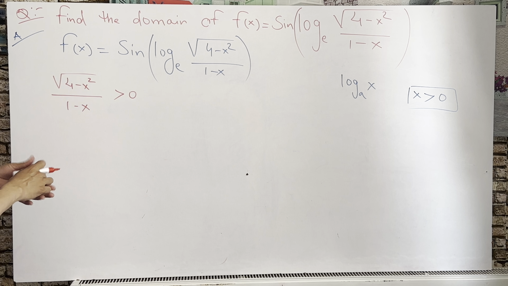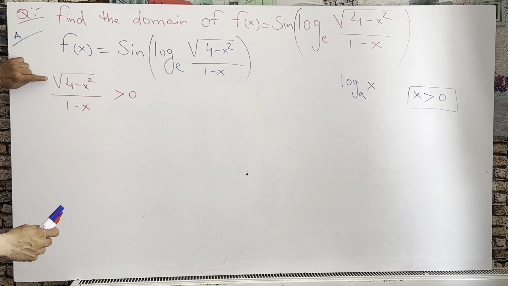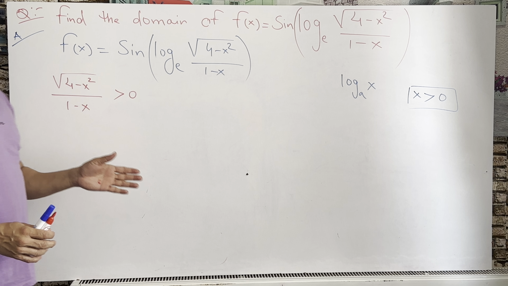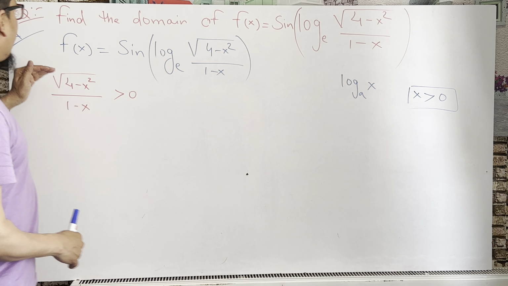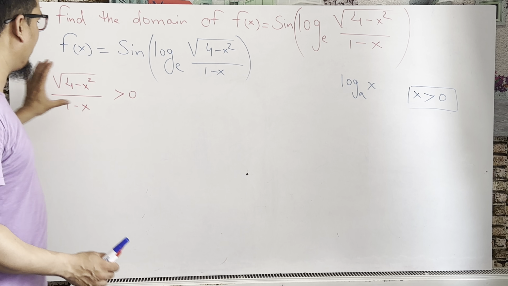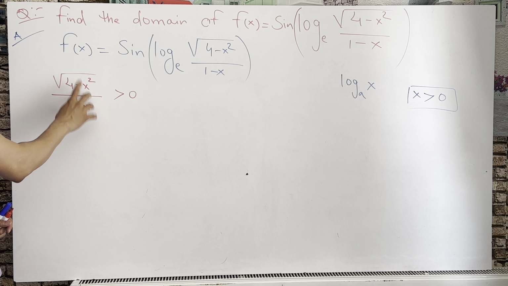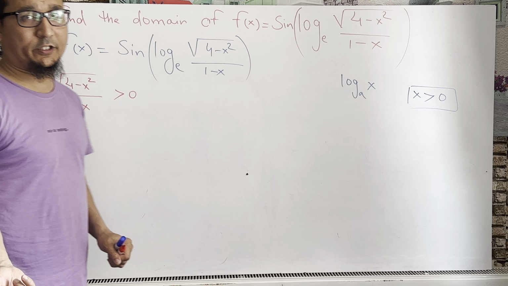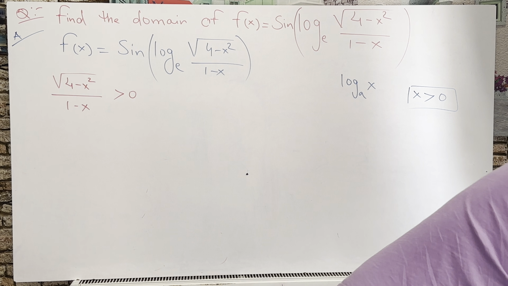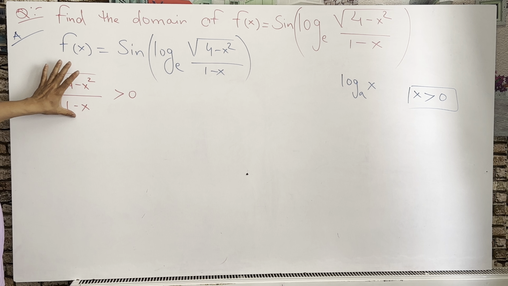Now here we have two cases. Case number one, if the numerator is positive and the denominator is positive, then positive over positive is positive. Or case two, if the numerator is negative and the denominator is negative, then negative over negative is again positive. Third, if one is positive and the other is negative, it is impossible, because positive and negative always give you a negative, and we want the positive value. So remember one thing in your mind: the whole function must be positive.